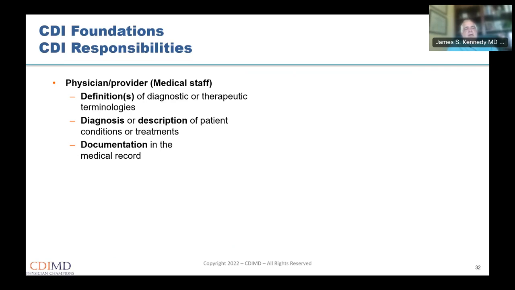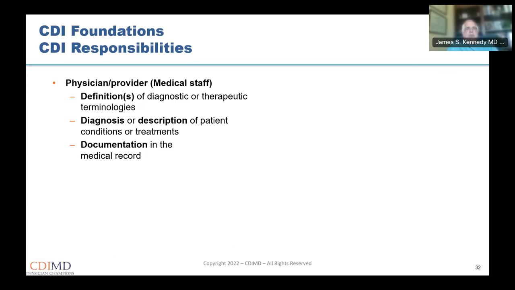The provider needs to make a diagnosis or describe the patient treatments. That is their responsibility. We cannot do that for them. The provider has to document this in the record. We may recognize that the feathers, quacking, and webbed feet mean it is a duck, but unless the physician says duck, we cannot code duck. We may even need the specificity of whether it's a male duck or a female duck. What type of species is it? So these are the levels of specificity that the physician or the provider is responsible for.